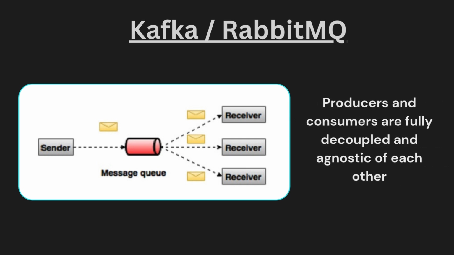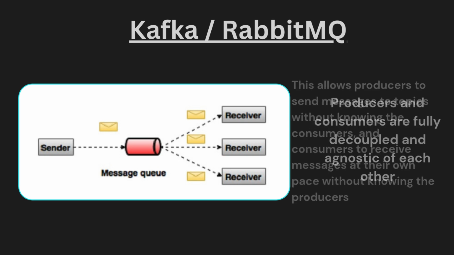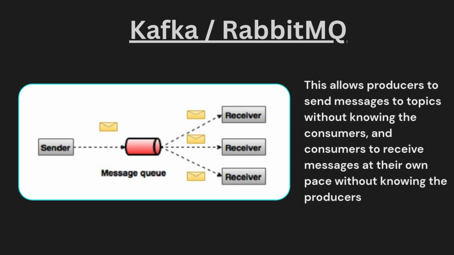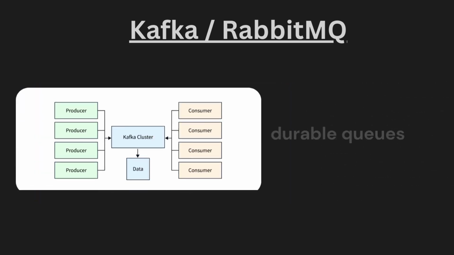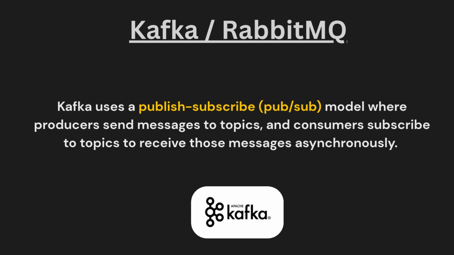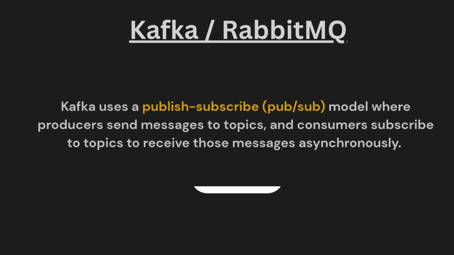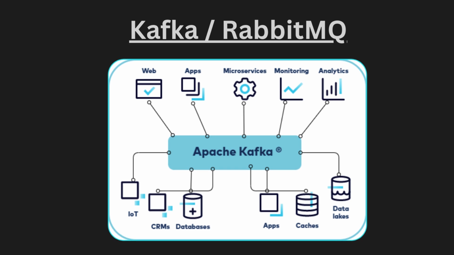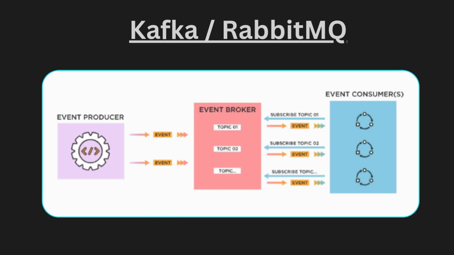This decouples your services, meaning producers and consumers don't need to know about each other or be available at the same time. With durable queues, you prevent message loss even if services crash. And with pub/sub models, you can easily add new consumers without touching the producer. Kafka especially can handle millions of events per second with horizontal scaling, making it a backbone for event-driven architectures.